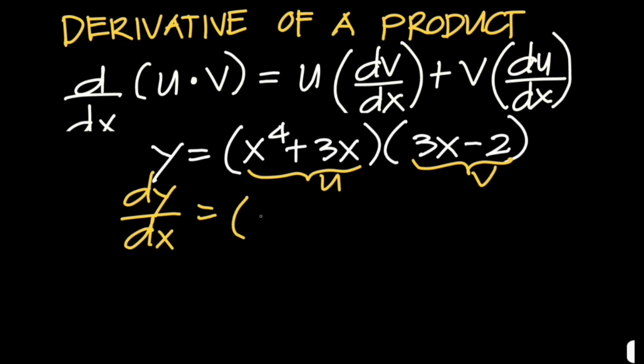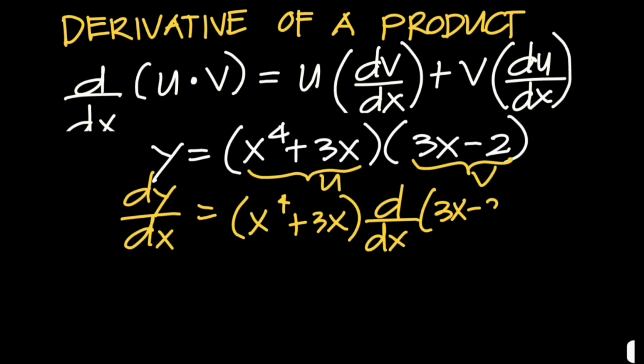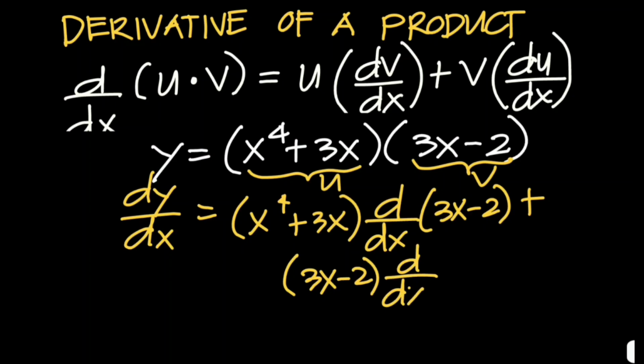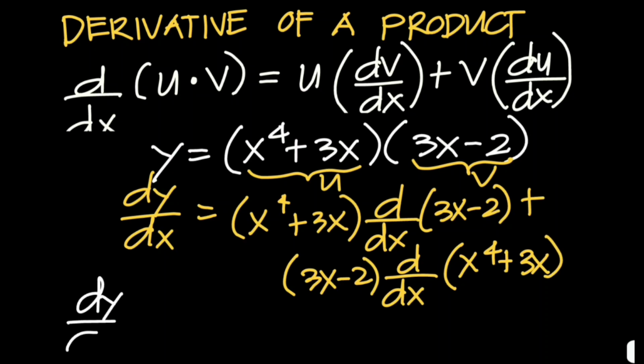So we copy u, which is x to the 4th plus 3x. Then we get the derivative of 3x minus 2. Then plus v, which is 3x minus 2, times the derivative of u, which is x to the 4th plus 3x. Then this would become x to the 4th plus 3x times the derivative of 3x minus 2.